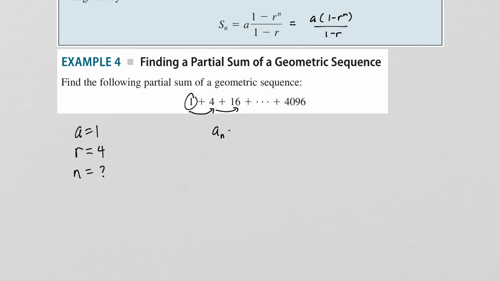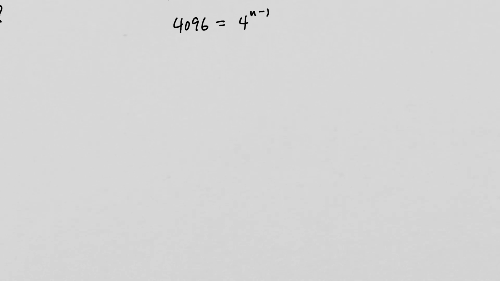Well, we know that a_n equals a r to the n minus 1. And the nth term, the last term here, is 4,096. And that's going to be equal to a, which is 1, times 4 to the n minus 1. And so now we just need to solve for the value of n here. So 4096 is equal to 4 to the n minus 1 power. Now you can figure this out sometimes just by looking at it. Some people might know the power of 4 that gives us this number. But if not, we can take a natural log of both sides. And then we can use properties of logarithms to bring down the n minus 1 power.